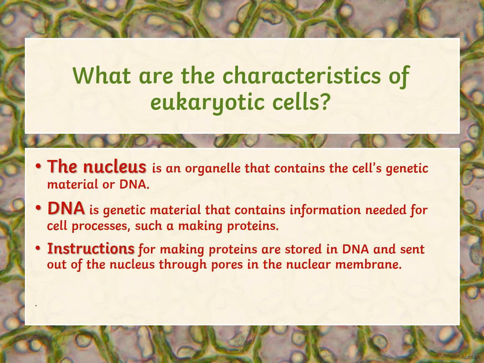Okay, and the nucleus. We talked about the nucleus and the DNA, that the nucleus contains the genetic material, the DNA. We talked about the definition of DNA in lesson 1 and lesson 2. DNA is the genetic material that contains the information needed for the cell, such as making proteins. After that, the instructions for making a protein are stored in the DNA and sent out of the nucleus through the pores. So we have pores in the nuclear membrane.